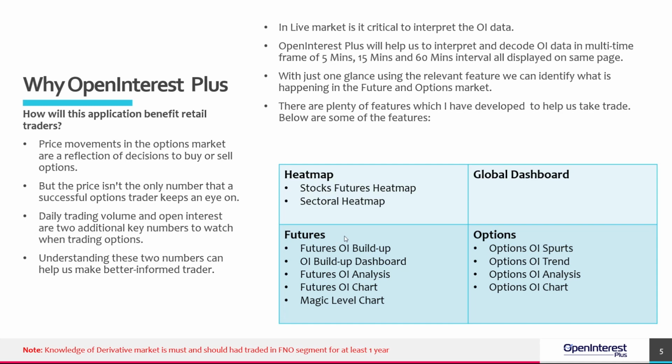Under futures options, over a period of time I built a lot of features. The first one is the futures OI buildup. Then we have the OI buildup dashboard, which is fairly new. I added this feature today, on 17th of May. Then we have the futures OI analysis option, and the futures OI chart, which is basically the OI analysis in graphical format. The last option is the magic level chart. There's a specific reason why I call it the magic level chart, and I'll talk about that once we move on to that section.